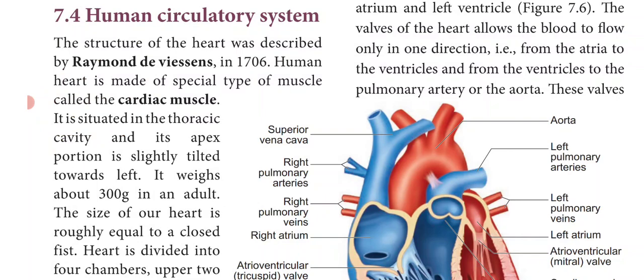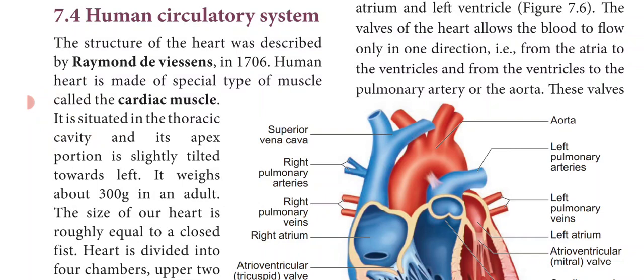The human heart is made up of a special type of muscle called the cardiac muscle. The heart is situated in the thoracic cavity, and its apex region is slightly tilted towards the left. Apex means base, so the base of the heart is slightly tilted towards the left.